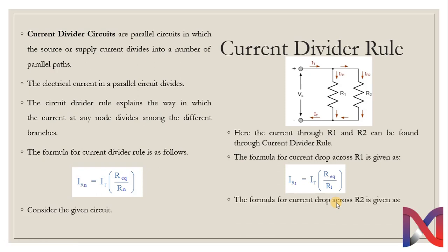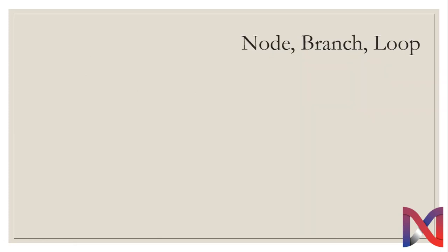Similarly, the formula for current drop across R2 is given as IR2 is equal to IT multiplied by R equivalent divided by R2. Let's now understand the difference of node, branch and loop.